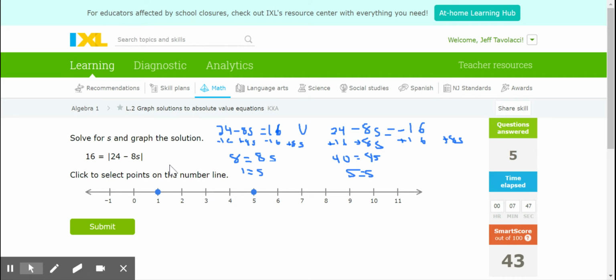Okay, this is going to be a little bit confusing, but the value of s that would give me a 0 inside would be 3. Because 3 times negative 8 is negative 24. And negative 24 plus 24 is 0. Now, oops, I don't want that point there.